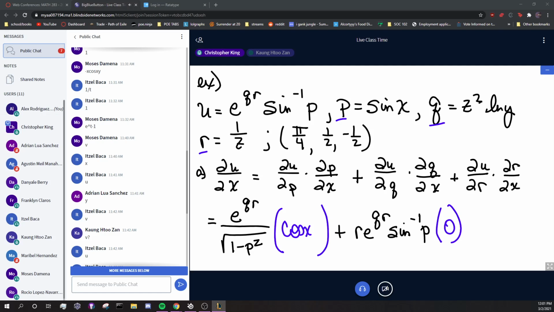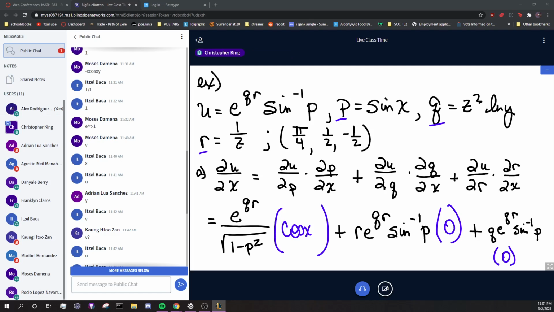Then we're going to have plus the partial of u in respect to r, and that's going to give us what? q times e to the power qr times the sine inverse of p. Then we're going to multiply that by the partial of r in respect to x? 0. So, as you notice here, this actually is going to be a fairly nice derivative, okay?